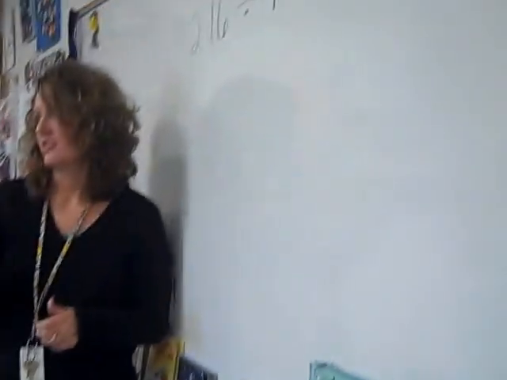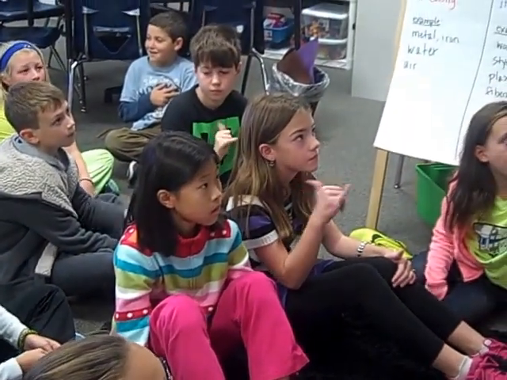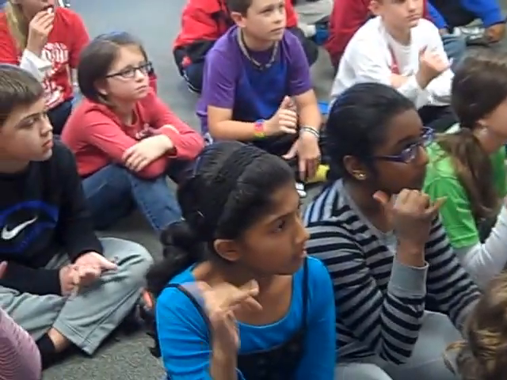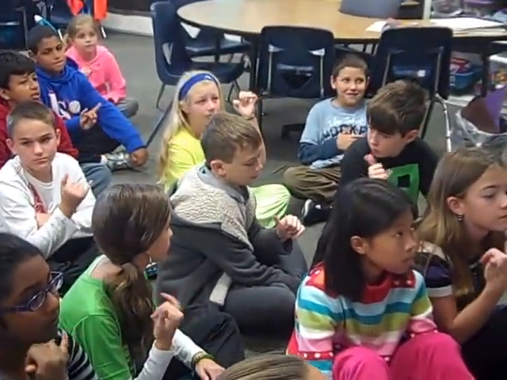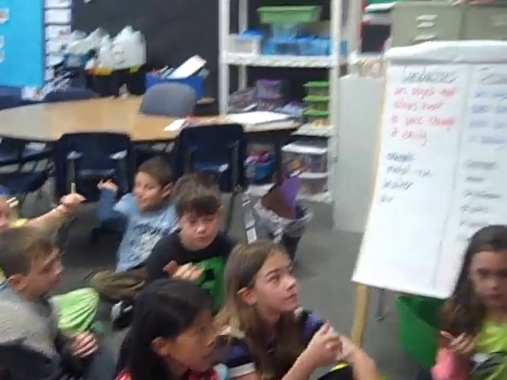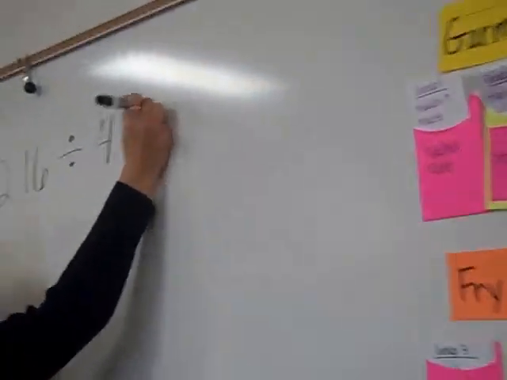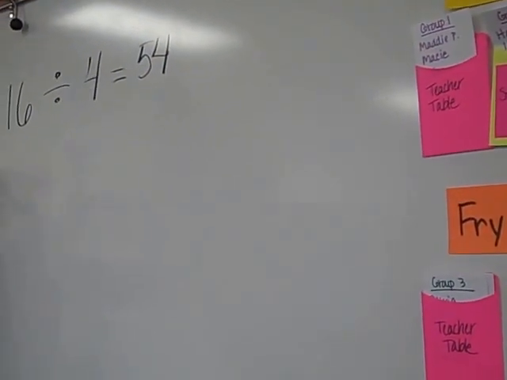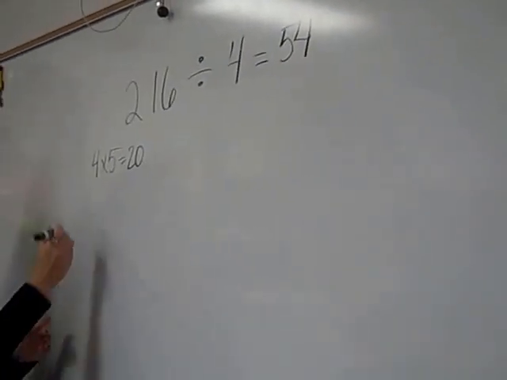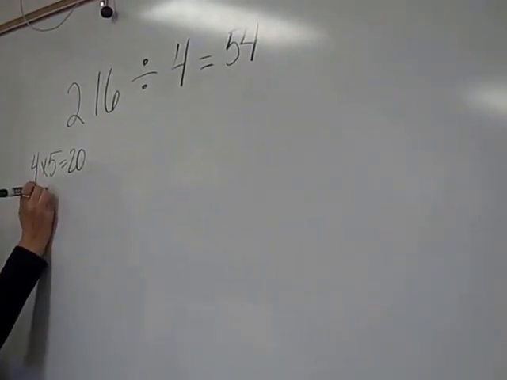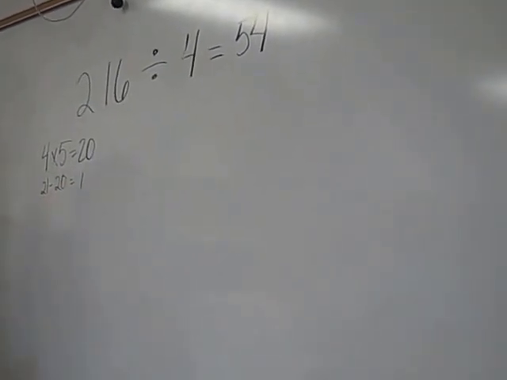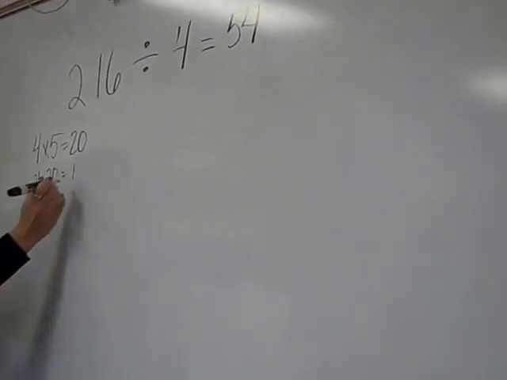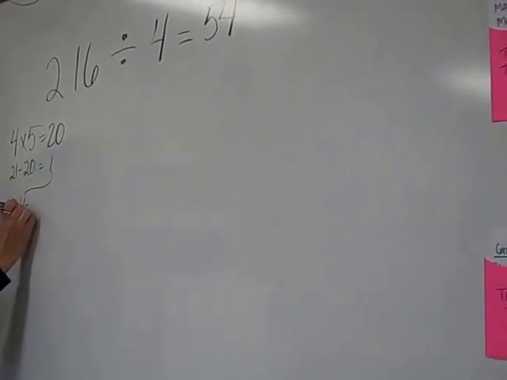Alright, let's hear from Connie. 54. 54, what do we think of 54? Remember, this is I agree, this is I'm not agreeing so much. 54, do we agree? Alright, Connie, let's see how you got there. Well, I knew that 4 times 5 is 20, and 21 minus 20 is 1, and then you put the 6 down, and 4 times 4 is 16.